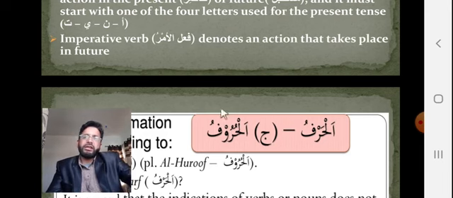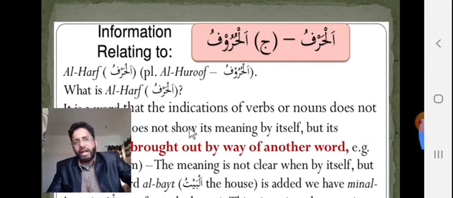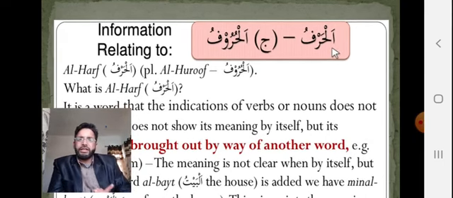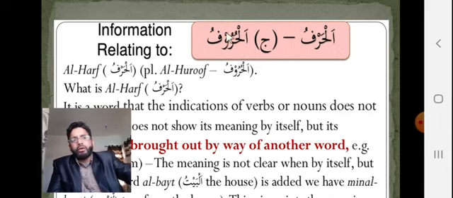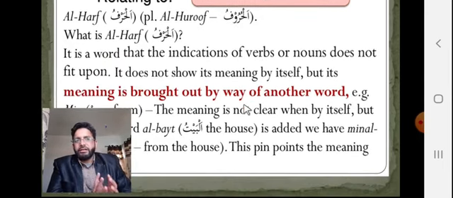Now we have the third type of kalima, and that is preposition. In Arabic, for preposition or particle we say harf, and its plural is huruf, and sometimes ahruf as well. So what is harf now? It is a word that the indication of verbs or nouns does not fit upon. It does not show its meaning by itself, but its meaning is brought out by way of another word.